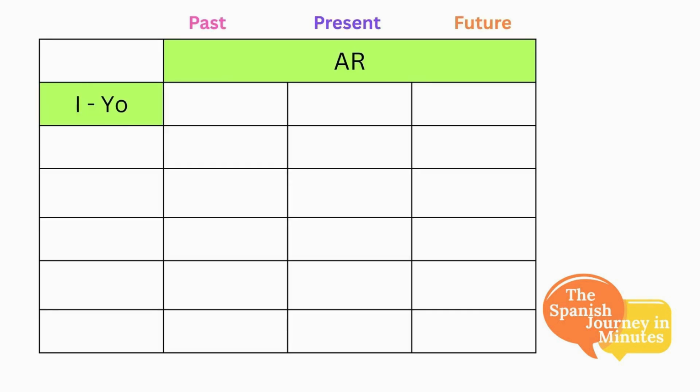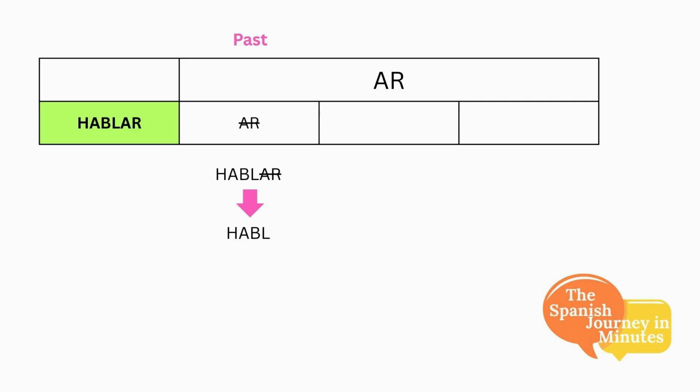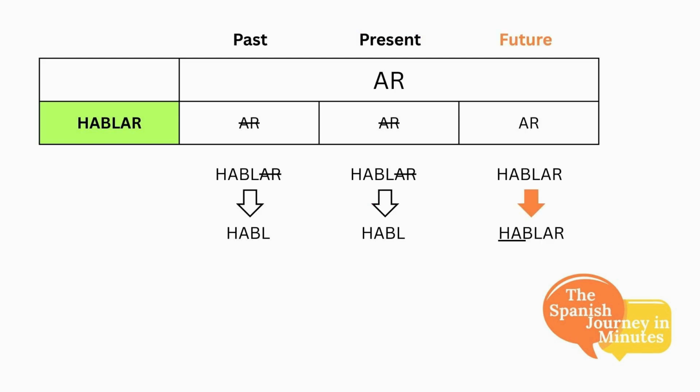We are going to start with past tense. We are going to drop the AR when we are using past tense. We are just going to keep those four letters, the H, the A, the B, and the L. Same thing if we are conjugating in present tense. Okay, we are going to drop the AR. And if we are conjugating in future tense, as you can see, we keep the whole word. Okay, so we need to add something to it.